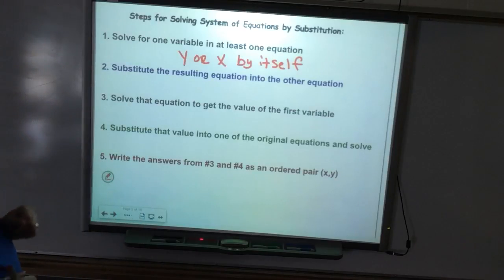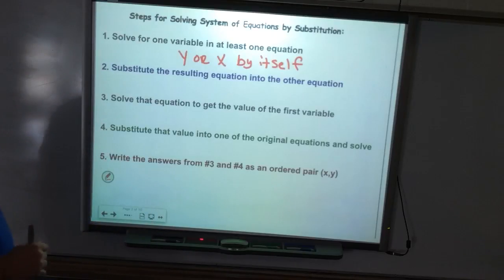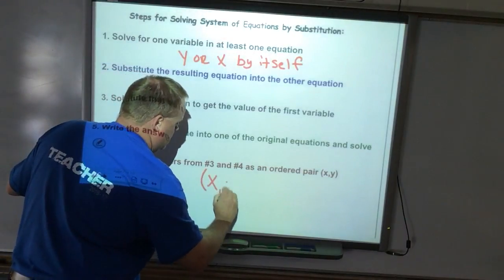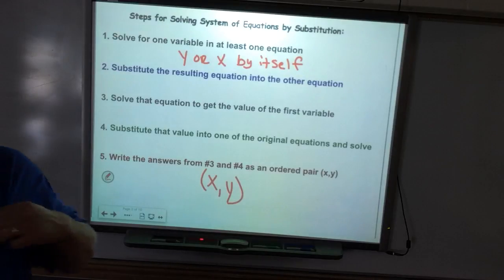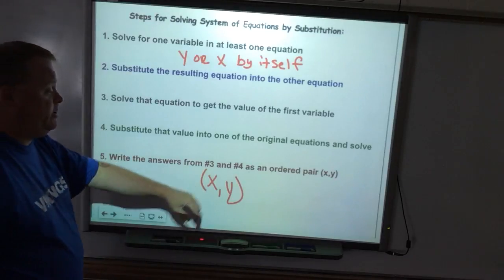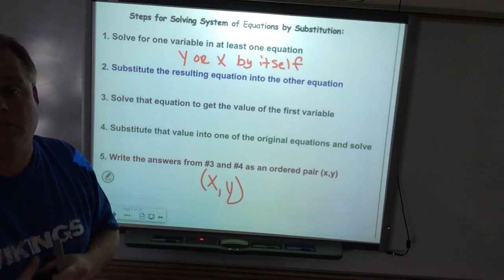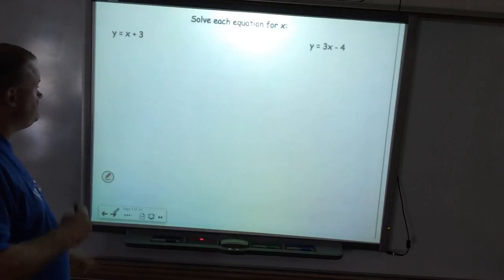Once I have that answer, I'm going to do step 4, which is substitute that value into one of the original equations and solve. When I get that answer, I'm going to write the answers from steps 3 and 4 as an ordered pair. So your answers should look like an ordered pair, just like we saw when we solved systems of equations by graphing. When we graphed them, we got an ordered pair as our solution. We're going to get the same thing when we do it by substitution. All right, so let's see some examples.